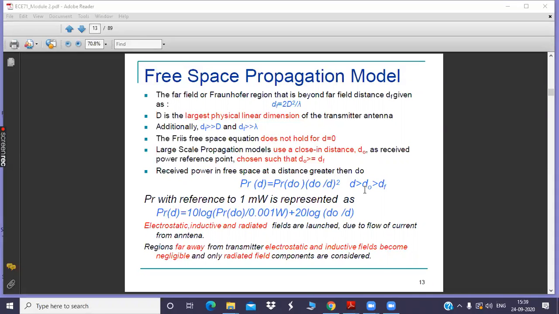But to find the received power at this particular distance, you have to find the power at D0. D0 is a close-in distance or reference distance where you know the power level. With the knowledge of the power level received at D0, you will be able to calculate the power received at distance D by using this formula. This is the Friis free space propagation model.